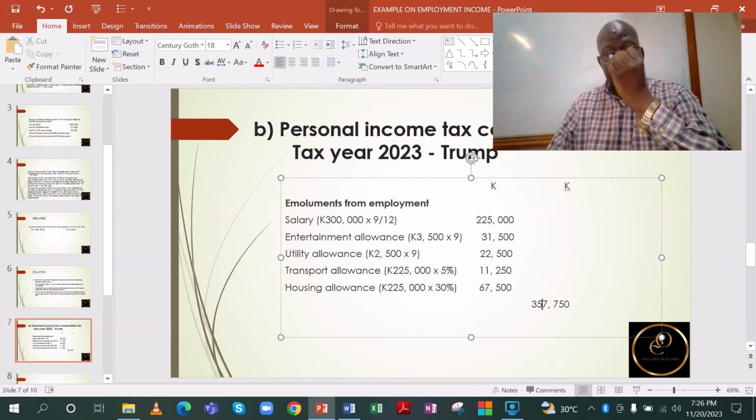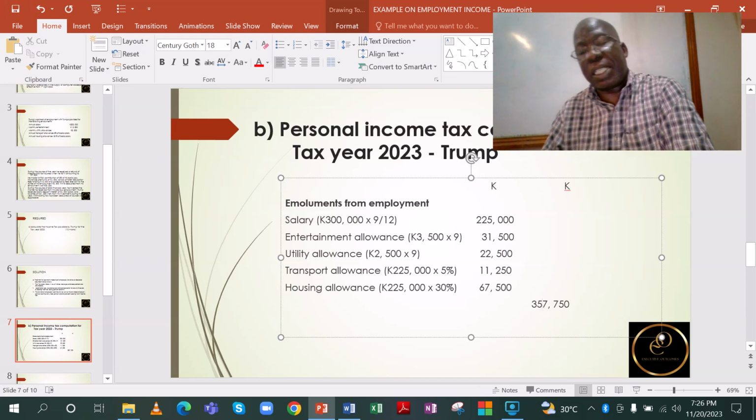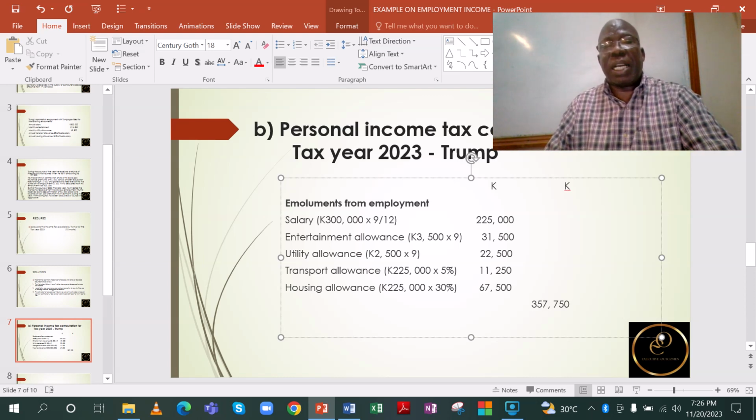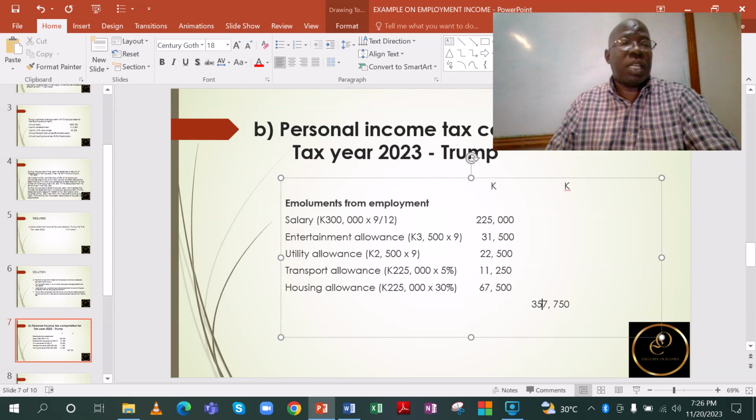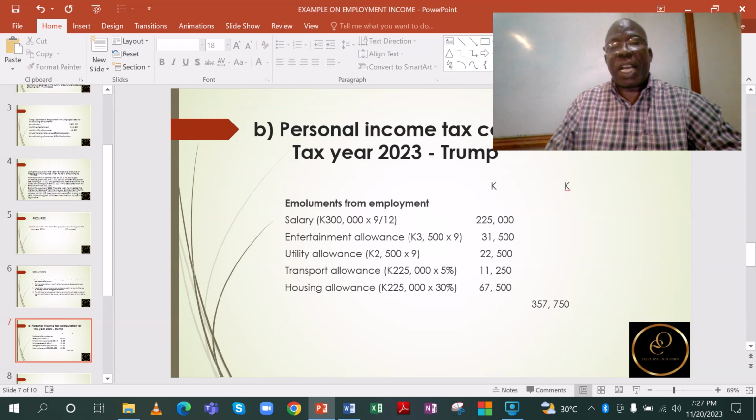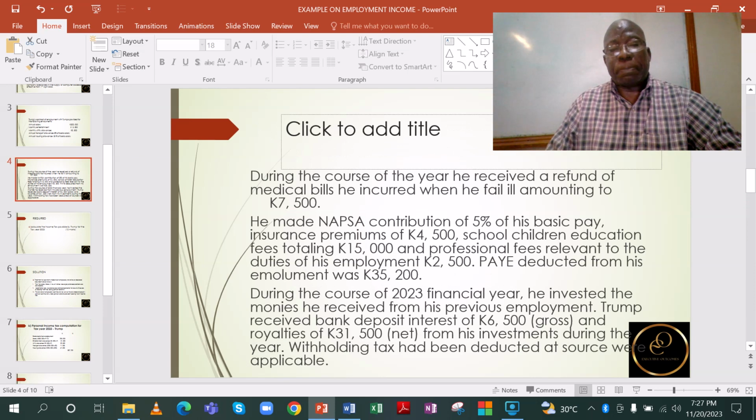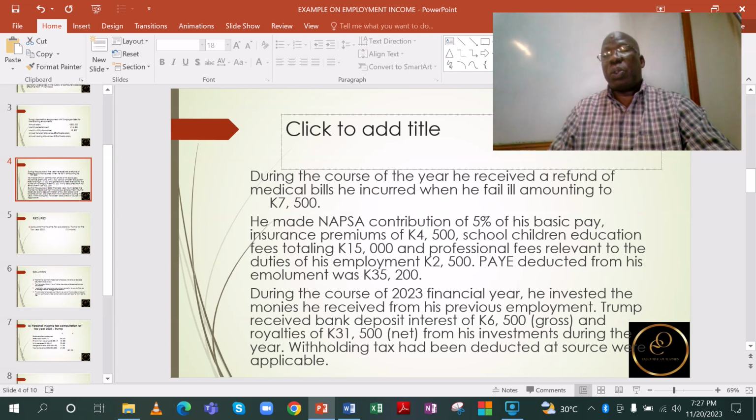Now, when you look at the structure of computation for income tax, you need to look at investment income, which is attributable to Mr. Trump. So you also look at that particular aspect, because we are told he received royalties of 31,500 net. So the way you compute the income for this, it requires you to gross up the amount.